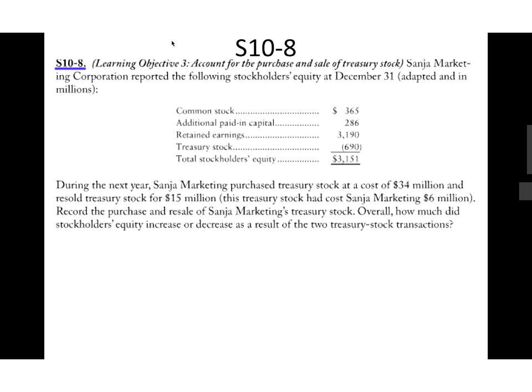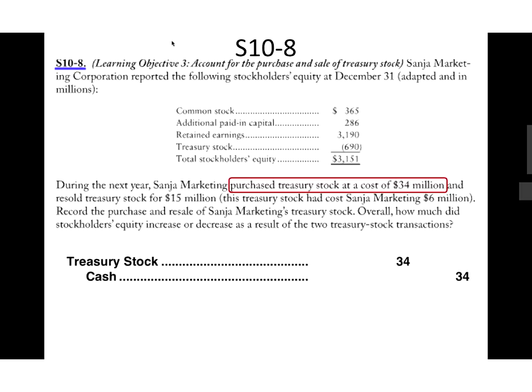The first thing is we purchased treasury stock at a cost of $34 million. When you purchase treasury stock, this is the easiest thing. You're paying cash for it, so we're going to credit cash for $34 and debit treasury stock. That's it. When we purchase treasury stock, we debit treasury stock and credit cash. We don't have to worry about par value or anything when we're dealing with treasury stock. We just buy it, okay?